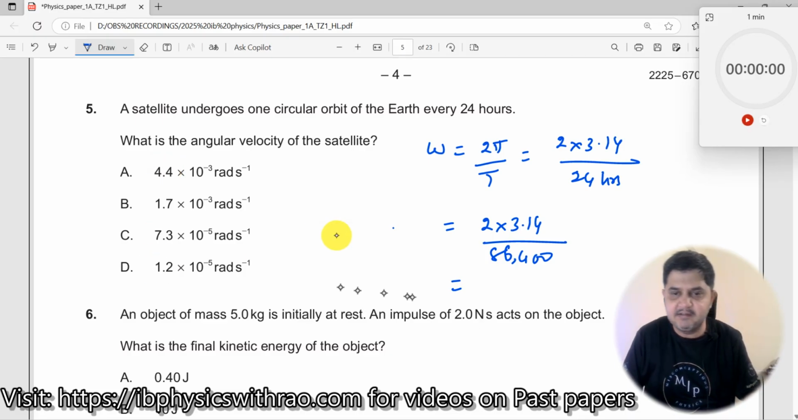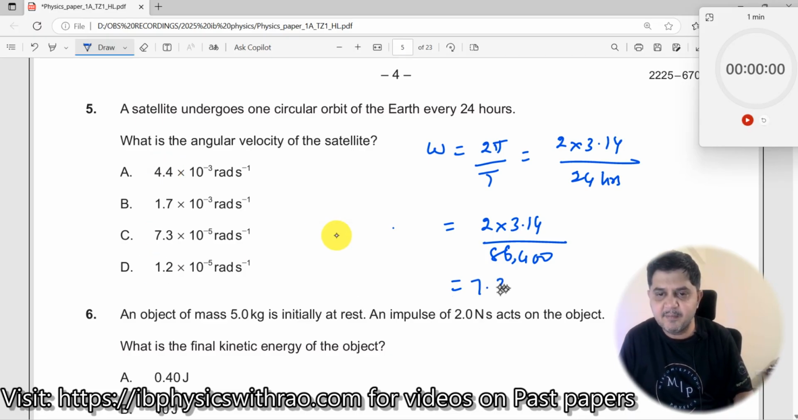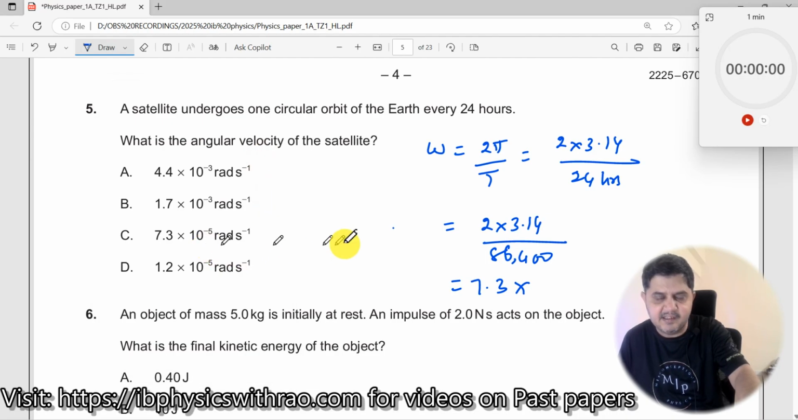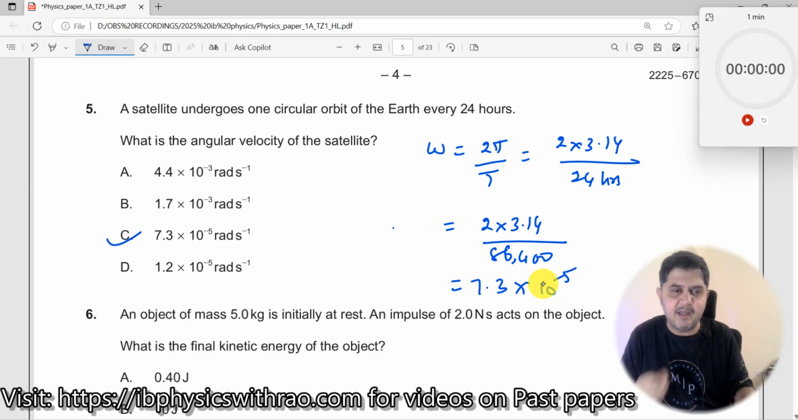Anyway, I can take 7.3 multiplied by, if you want to know whether it is correct with respect to the powers, 10 power minus 5. You see here it's power minus 5. So therefore the correct answer is 7.3 times 10 power minus 5.